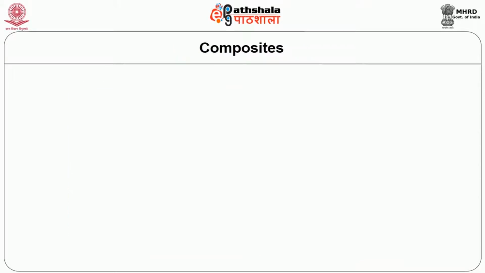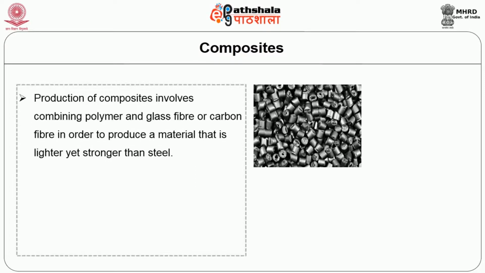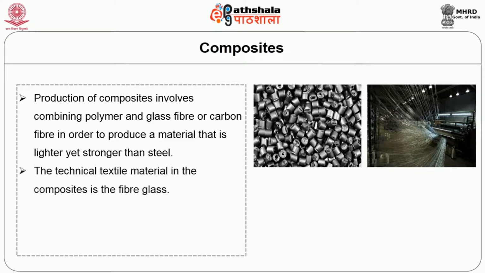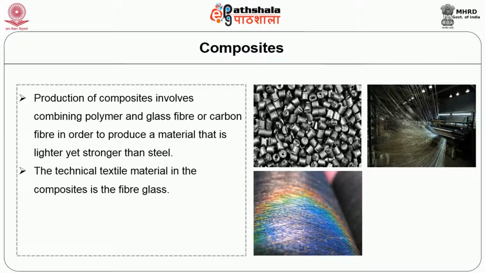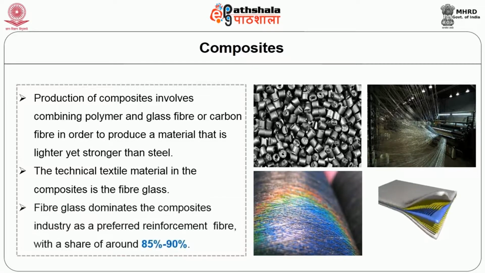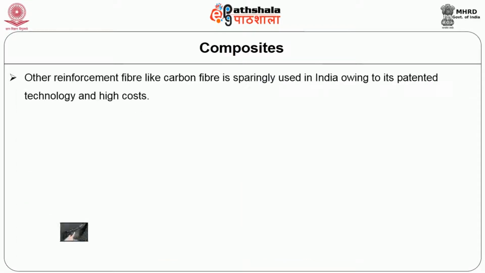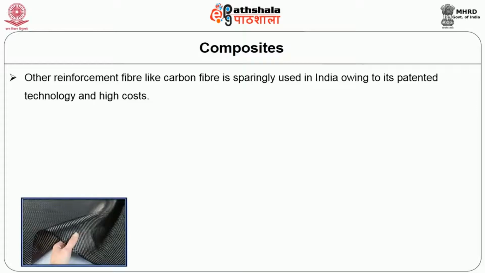Next, we shall see about the composites. Production of composites involves combining polyester and glass fiber or carbon fiber in order to produce a material that is lighter yet stronger than steel. The technical textile material in composites is fiberglass. Fiberglass dominates the composite industry as a preferred reinforcement fiber with a share of 85 to 90%. Other reinforcement fibers like carbon fiber are sparingly used in India owing to its patent technology and high cost.